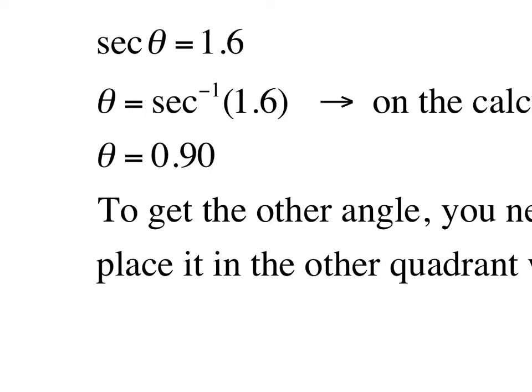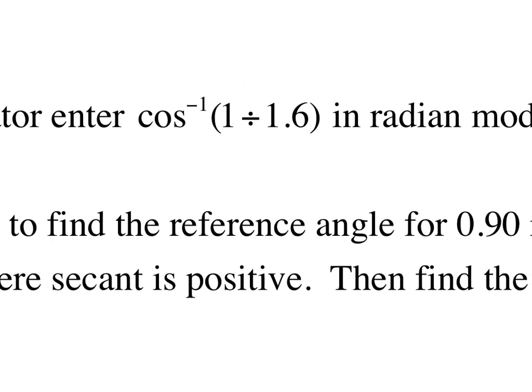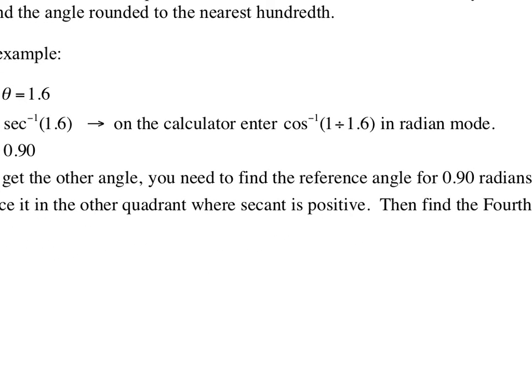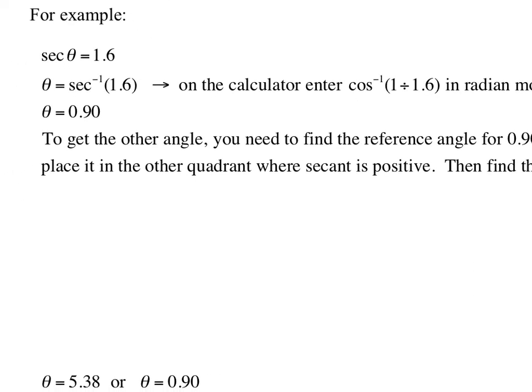Now there's no secant button though, right? So now you need to use some more knowledge that you have, and that's the fact that secant is 1 over cosine. So this is how you're going to plug this in. I want to make sure everyone gets the right answer. On your calculator, I want you to do second cosine of 1 divided by 1.6. When you do this on your calculator, you're going to find the correct trig function. And again, being in radian mode, you should end up with 0.9.